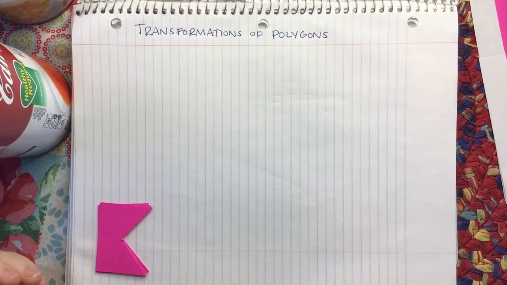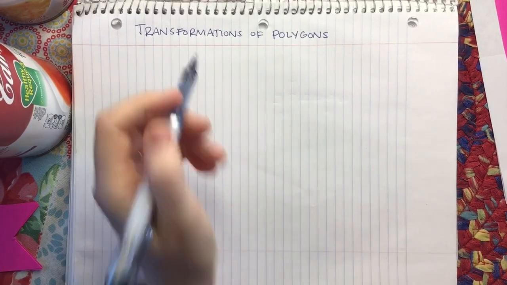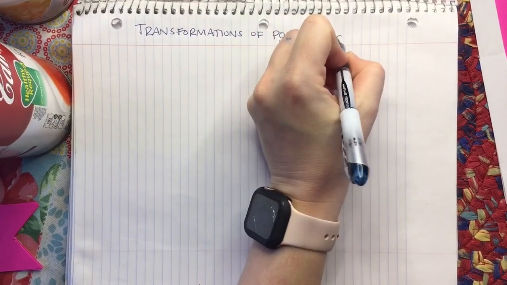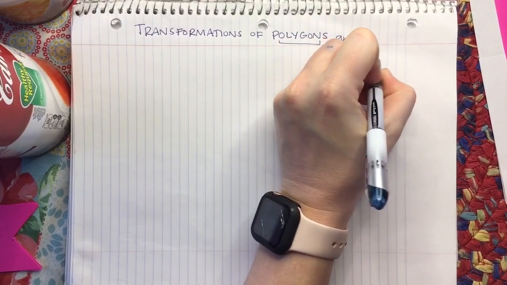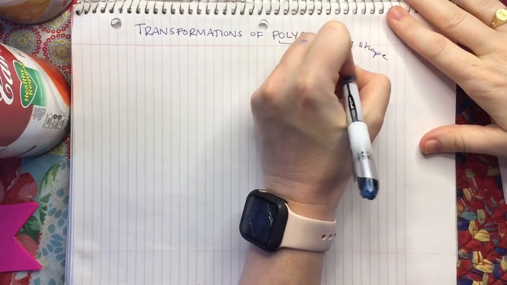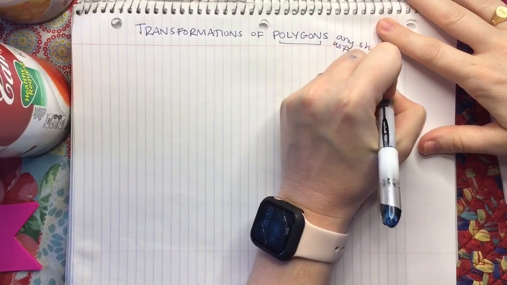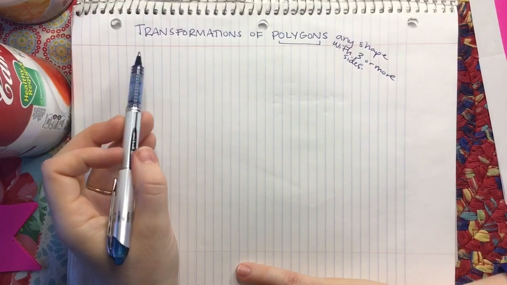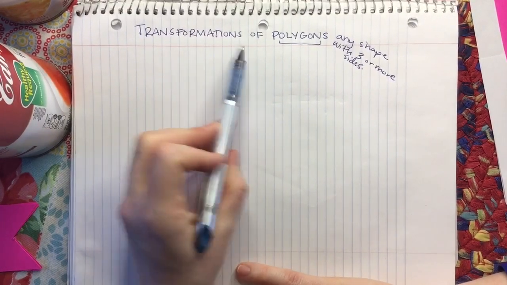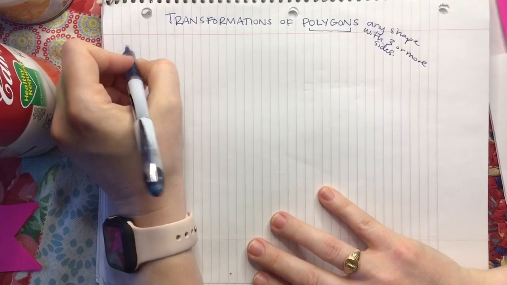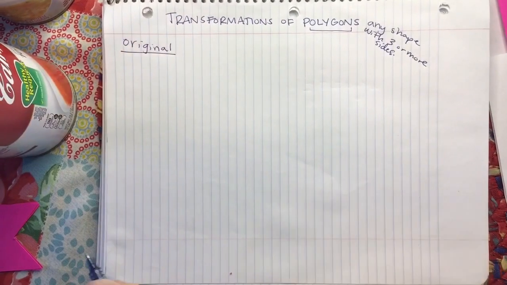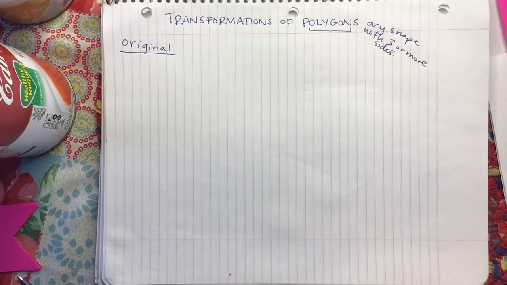Hey everybody, today what we're going to be talking about is transformations of polygons. So if you remember, polygons are any shape with 3 or more sides. So what we're going to be doing with our shapes is we're going to be transforming them. We're going to be moving them. So we're going to start out with our original shape, and then we're going to talk about 3 different types of movements that you can have with your polygons.